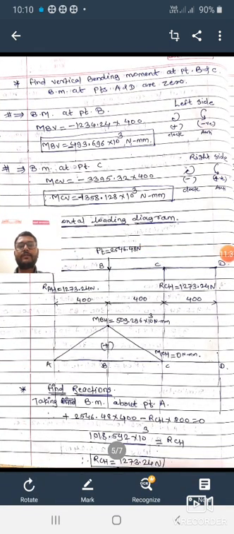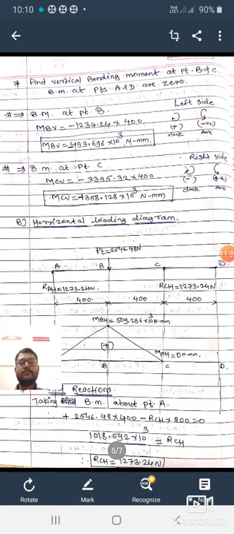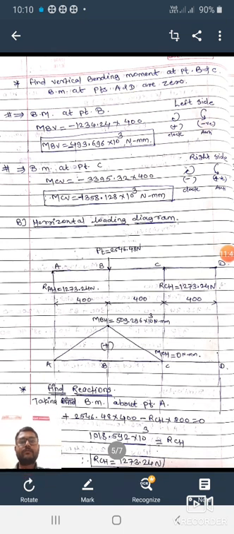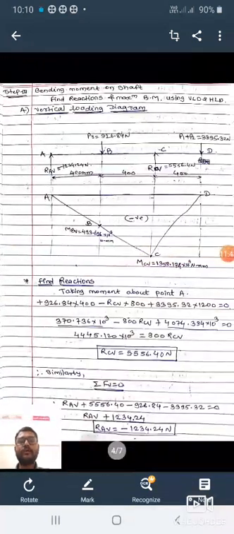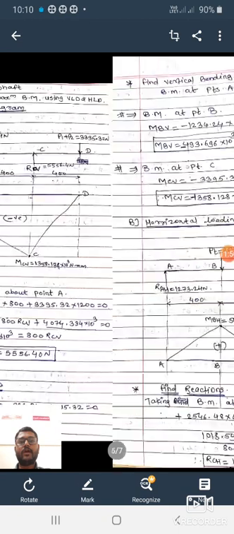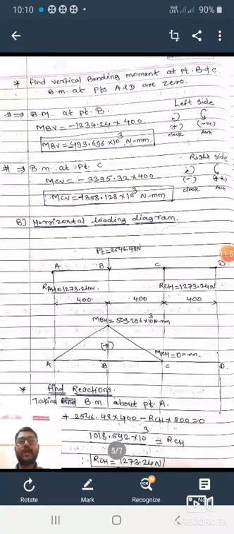Then the next step is to find the vertical bending moment at point B and C. We have to find the vertical bending moment at point B and C, and we know that at the end points the bending moment is always 0.